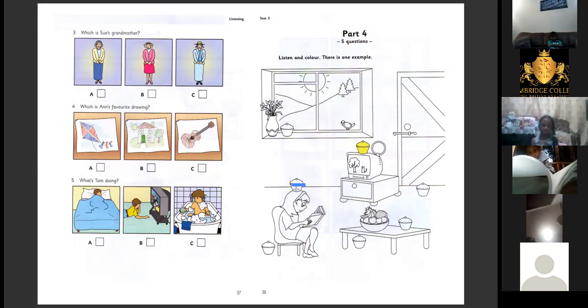Can you see the line that has been drawn by me? I just put blue color here because I can't color it. That is blue color. Okay, next one.